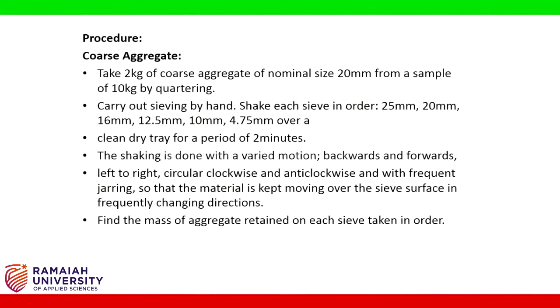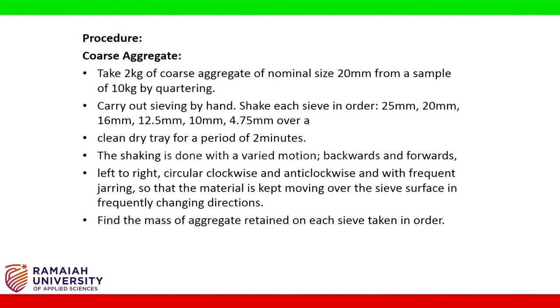Procedure: Coarse aggregate. Take 2 kg of coarse aggregate of nominal size 20 mm from a sample of 10 kg by quartering. Carry out sieving by hand. Shake each sieve in order: 25 mm, 20 mm, 16 mm, 12.5 mm, 10 mm, 4.75 mm over a clean, dry tray for a period of 2 minutes.